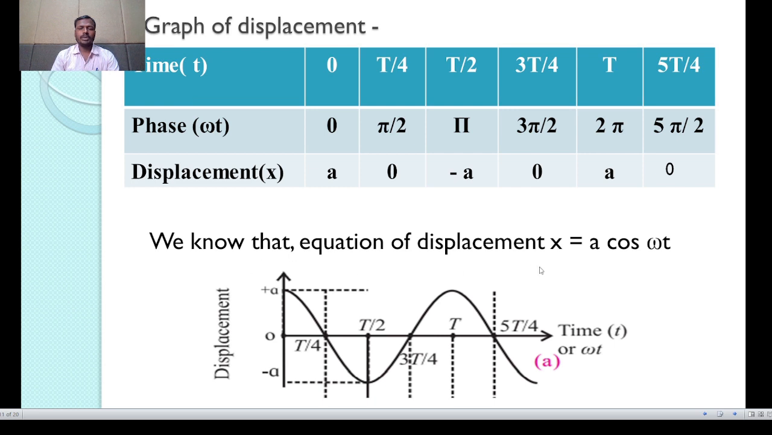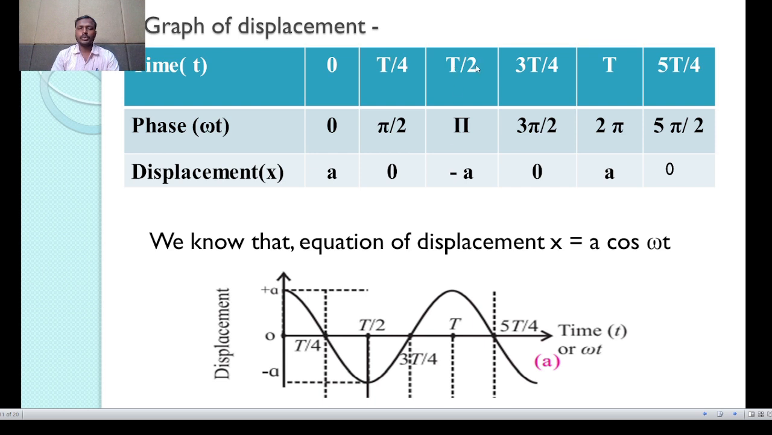We know that the equation of the displacement is x is equal to a cos omega t. When the time is 0, the phase omega t is 0, cos 0 is 1, multiplied by a, that is a. We get displacement a. The point is here. Now the next point. When the time is T divided by 4, the phase is pi by 2, cos pi by 2 is 0, 0 multiplied by a is 0, that is x is equal to 0. The point is here.